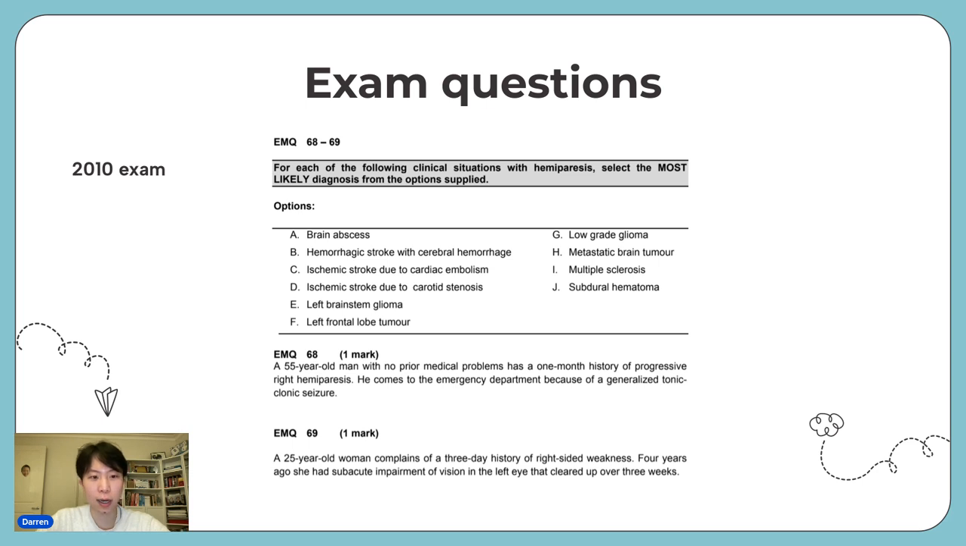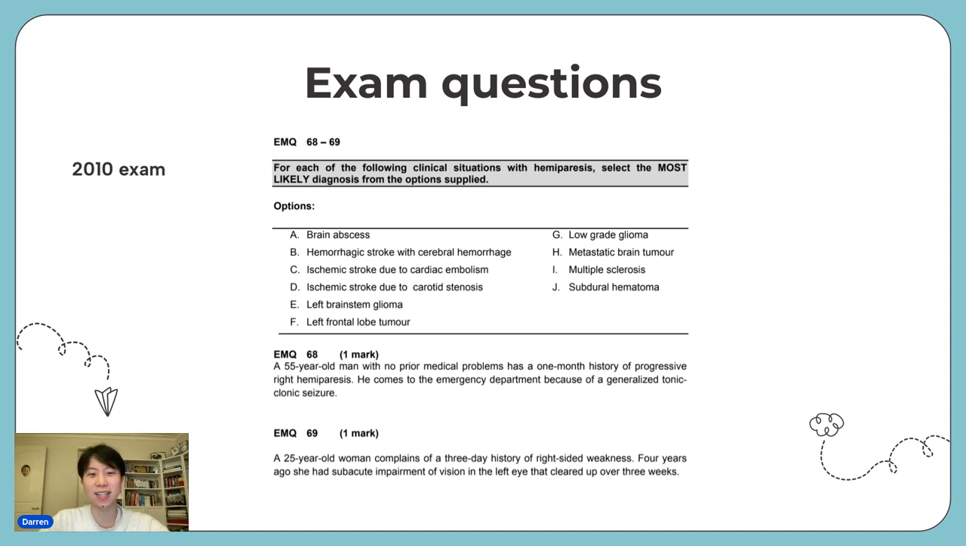And then question 69, 25-year-old woman, 3-day history of right-sided weakness. A pretty young person, and they have a 3-day history of right-sided weakness, which is kind of a medium length amount of time. Who knows what's happening? 4 years ago, she had subacute impairment of vision in the left eye that cleared up over 3 weeks. So this is a pretty classic story for multiple sclerosis.